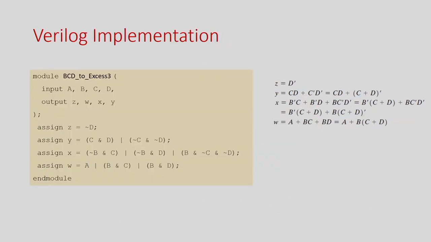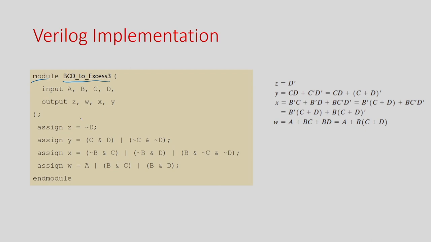Let me just write this Verilog code. Remember, writing Verilog code for this combinational part is pretty easy, because you don't have to bother about any clock or synchronization aspect, because here it's a combinational part. But for the completeness of the course, I'll write the Verilog code corresponding to each module that we'll cover in this class. So the module name is BCD to XS3, you can give any name.